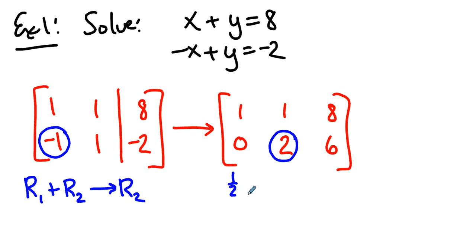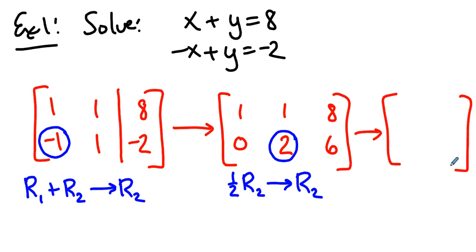We can take a half of a row and leave it in that row. So row 1 remains the same, but in row 2, half of that, half of that, half of that, right? So now we know 0x's plus 1y is 3. That's great. So now we know what y is.